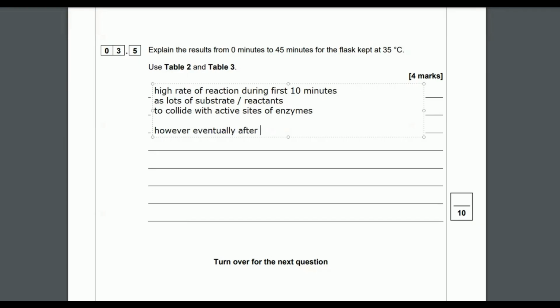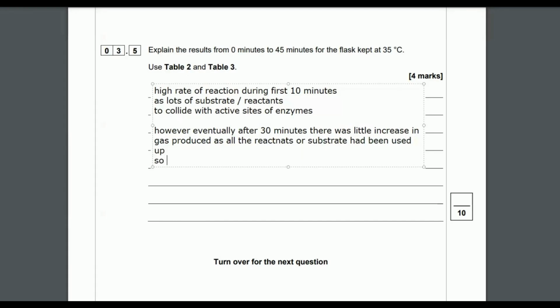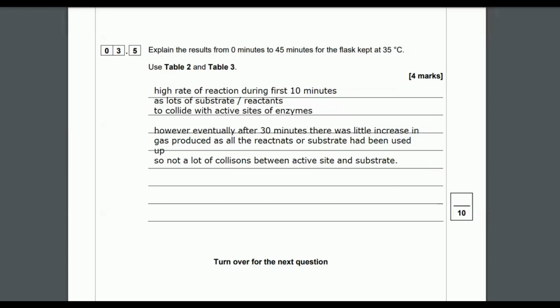However, eventually, after 30 minutes, there was little increase in gas produced as all the reactants or substrate had been used up. So not a lot of collisions between active site and substrate. Okay, I've kind of answered this in terms of enzymes. Anyway, I will check the mark scheme and then add that in later, maybe when I upload a video.